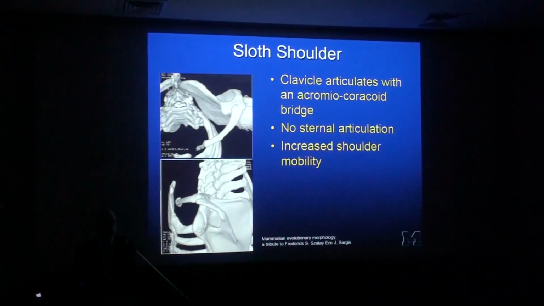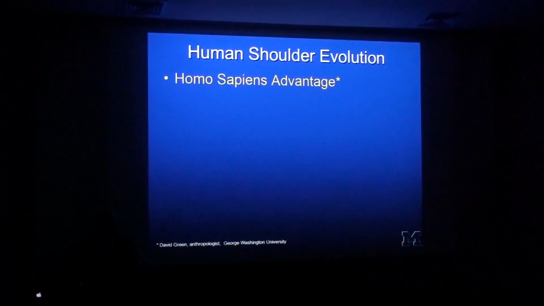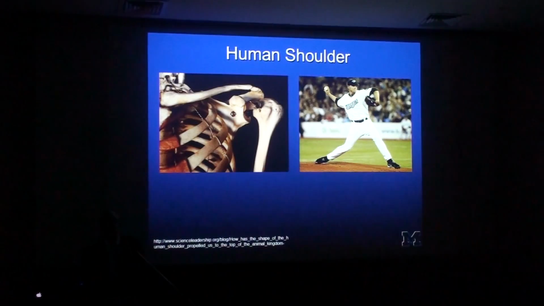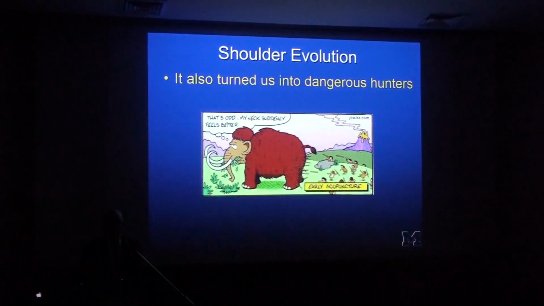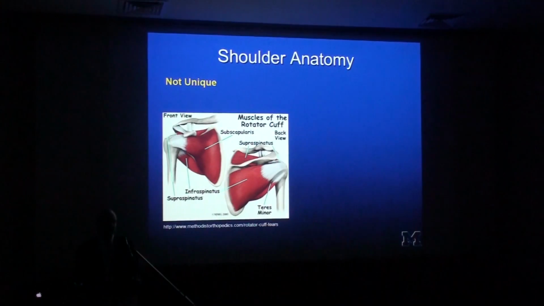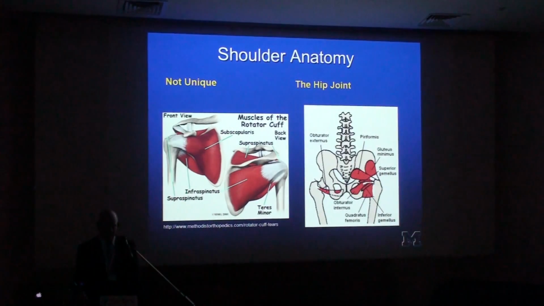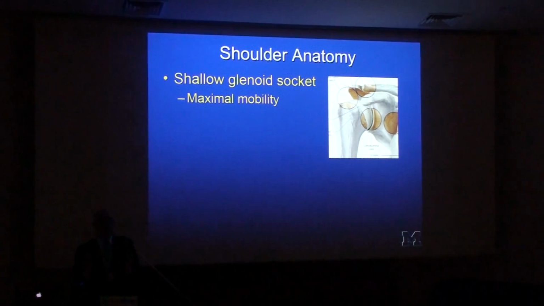Now, when we look at our shoulder, it's also undergone great development as well. Great range of motion, great degree of anterior flexion, allows us to pitch a ball or to become more dangerous hunters. And why is that so? When you look at the anatomy, the rotator cuff muscles and tendons around that humerus are not unique. We have something very similar in the hip itself. But when we look at the bone, the glenoid is pretty shallow, allowing for a great degree of motion.